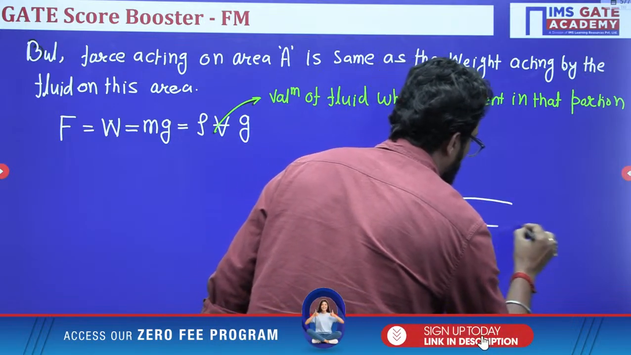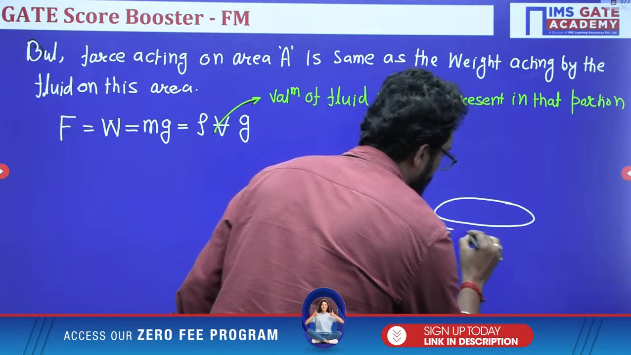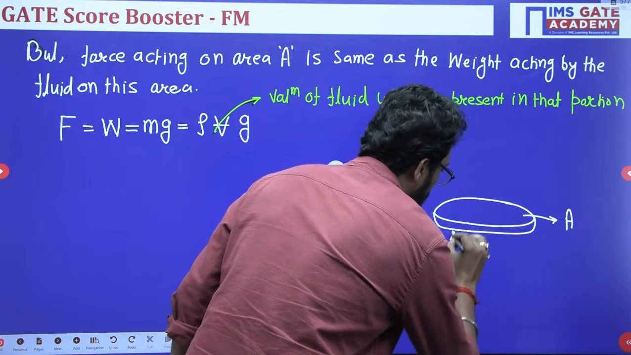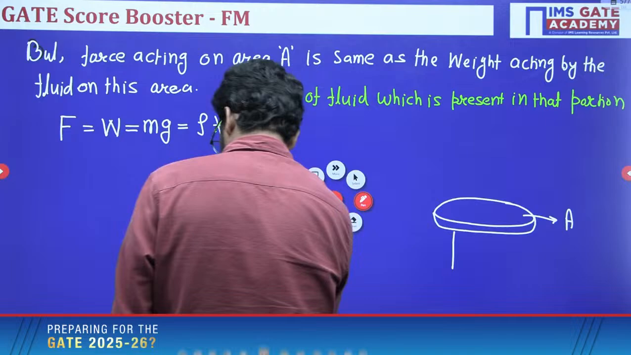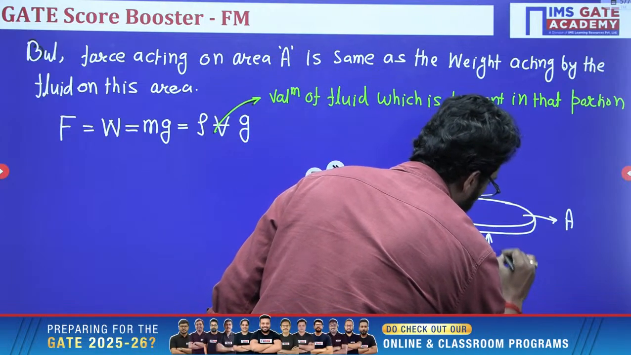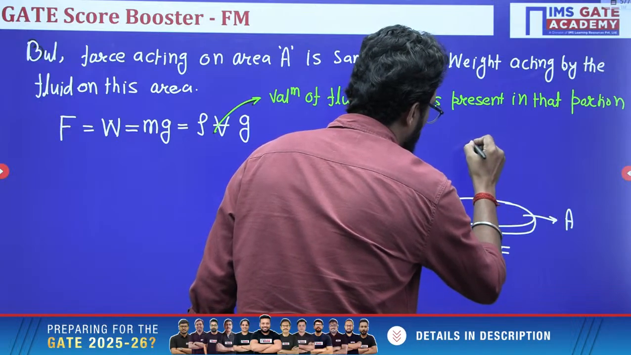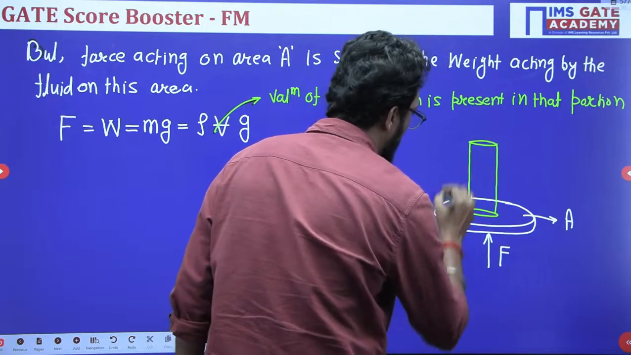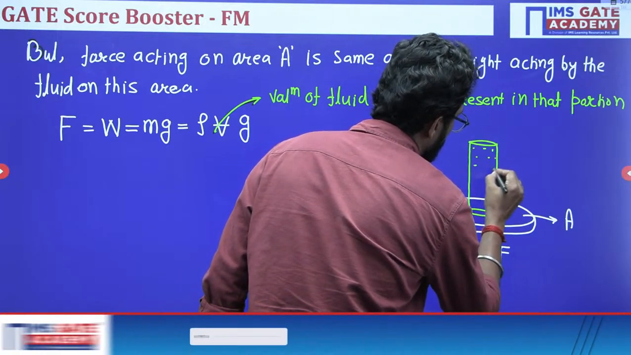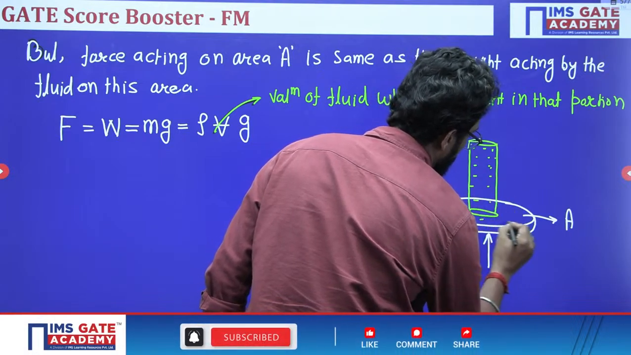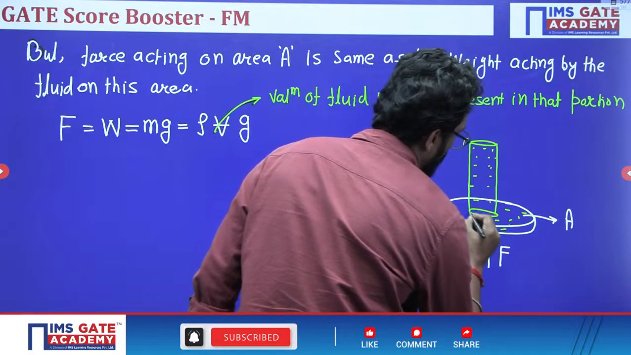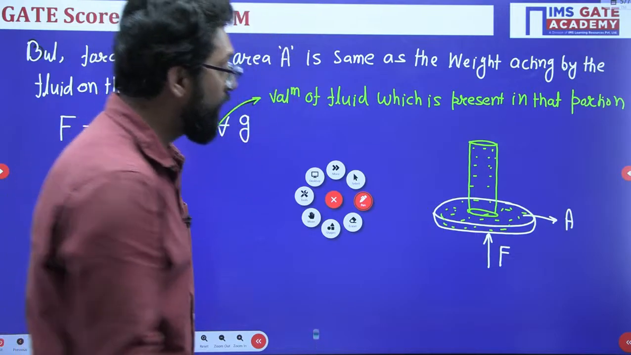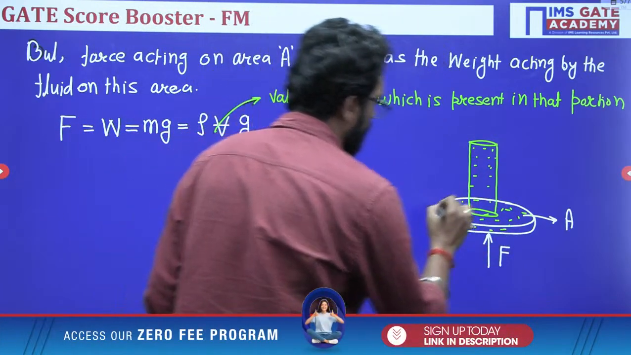This is your lower one, of area A, this is the area A. We apply here the force F, and here there is one which is attached to this one, and in this one there is a fluid. So, what is the weight of this portion? That is equal to the F. So, how to calculate this weight? So, volume. So, volume is what?